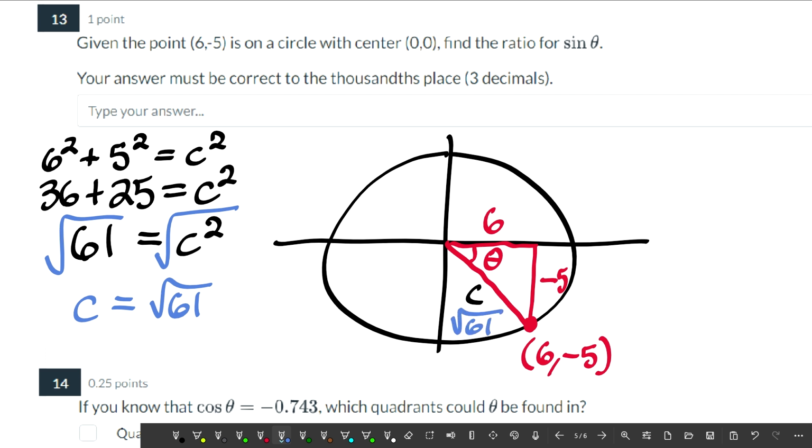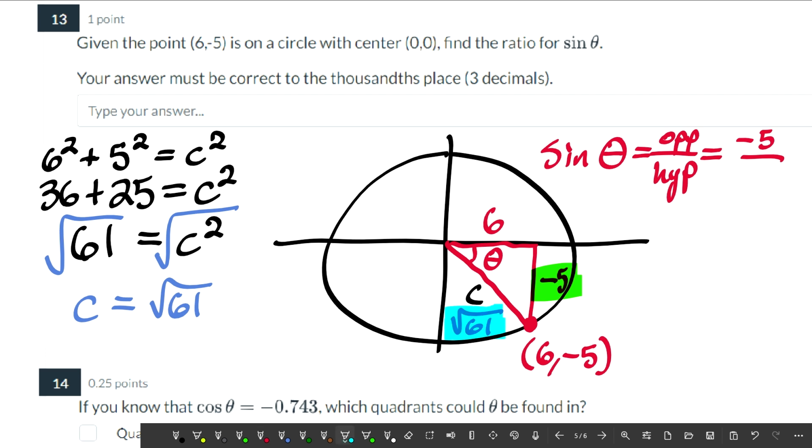So this is square root of 61. And if we want to find sine theta, which is the same ratio as before, sine of theta will equal opposite over hypotenuse, which for my theta, that would be my negative 5 over the hypotenuse, which is the square root of 61. And that's not a very fun expression, but you could just type that into Desmos and place the decimal value as your answer.